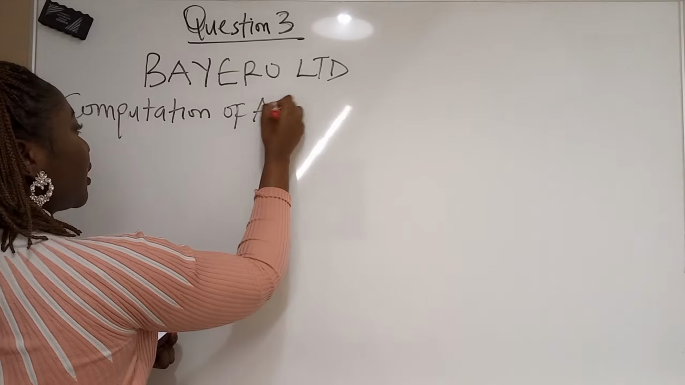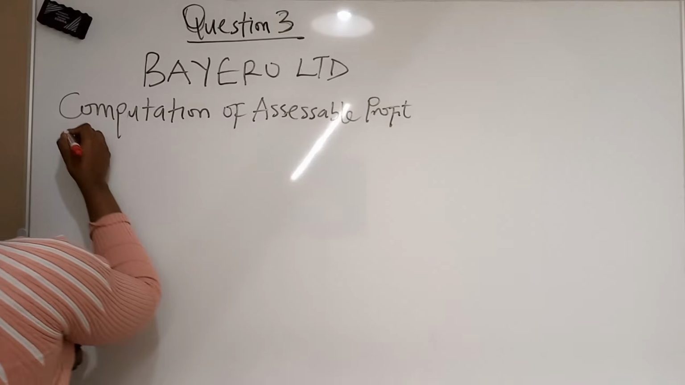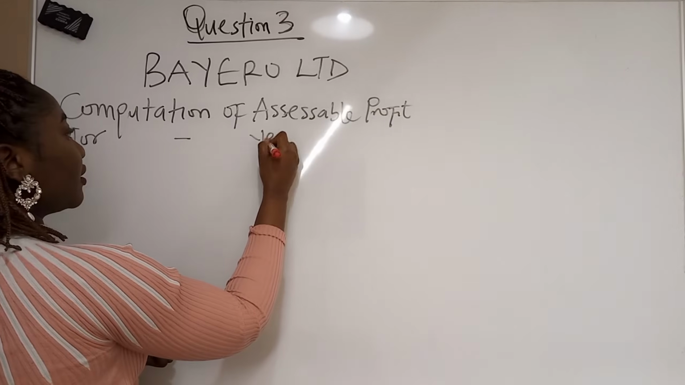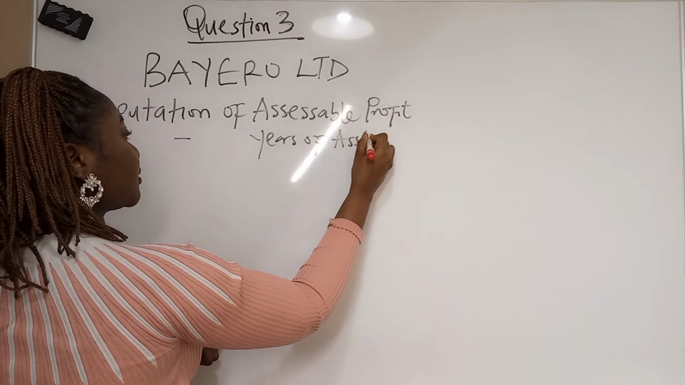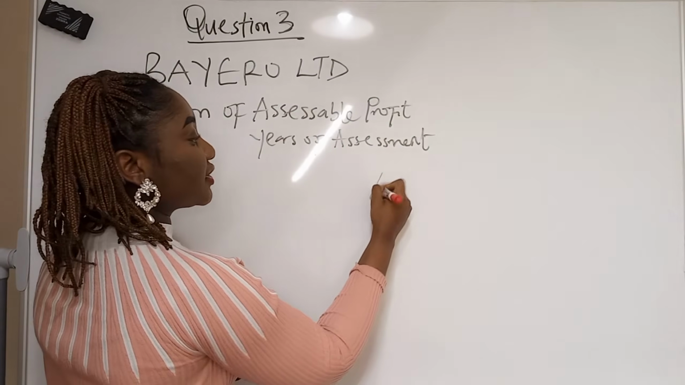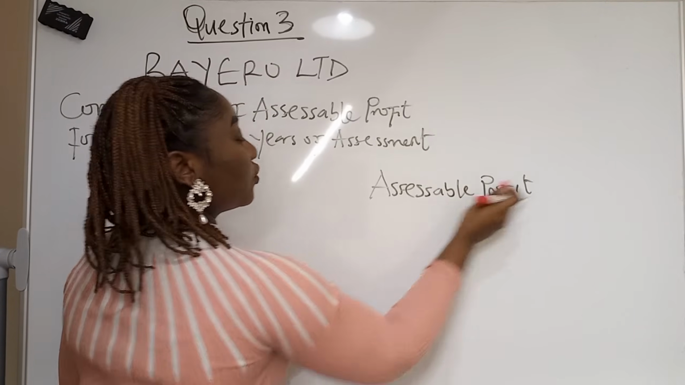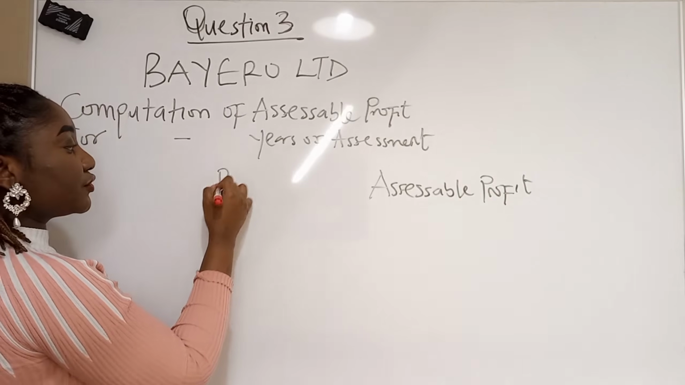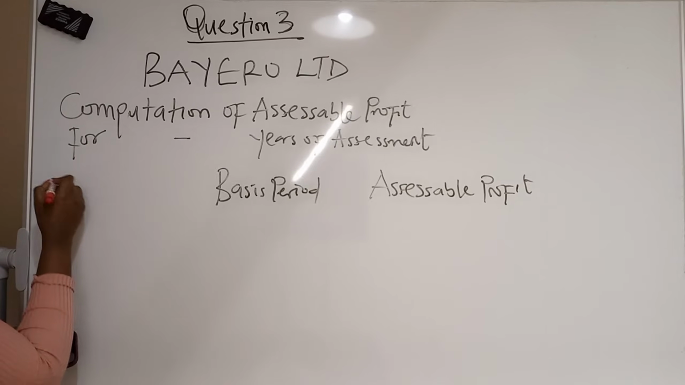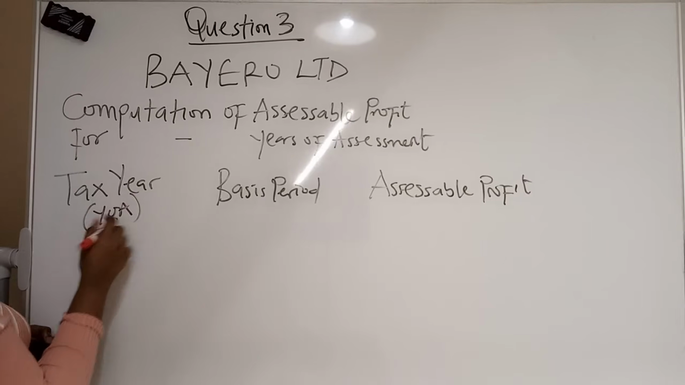Computation of assessable profit for, leave the space, 20whatever to 20whatever years of assessment. Since you were asked to compute the assessable profit, let's start from the assessable profit column. What determines your assessable profit is your basis period. What determines your basis period is your tax year or your year of assessment. We said in our previous class that tax year is the same thing as year of assessment, right?